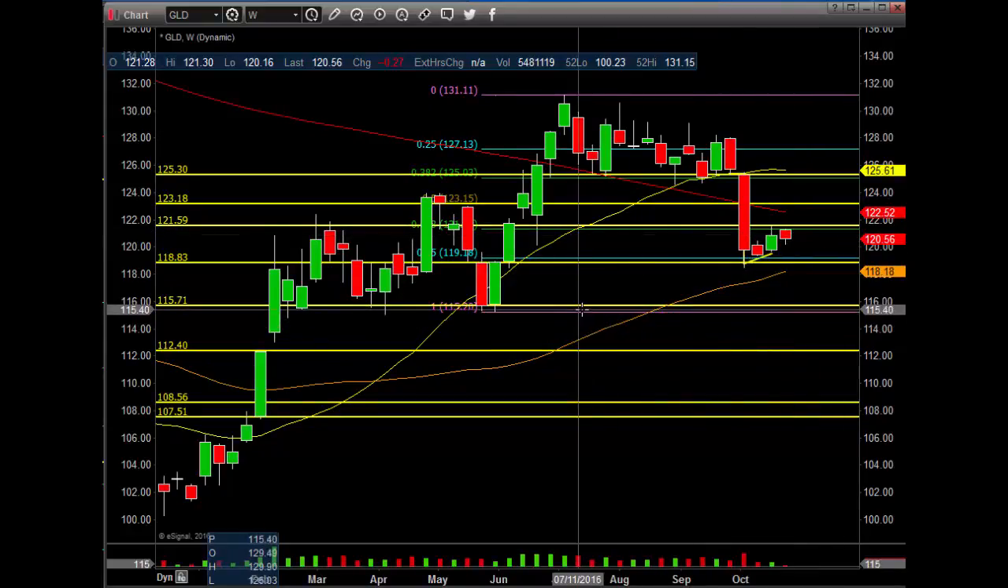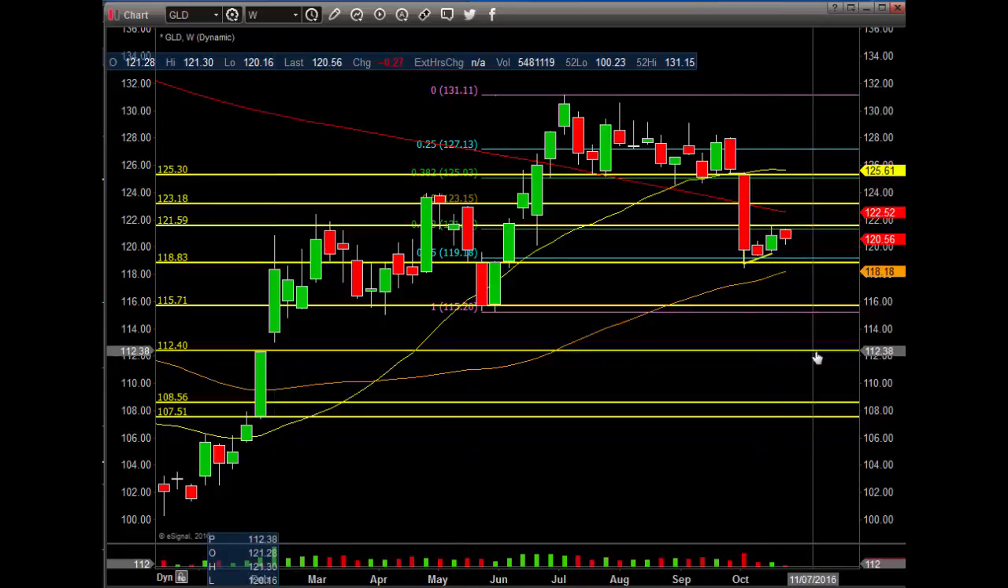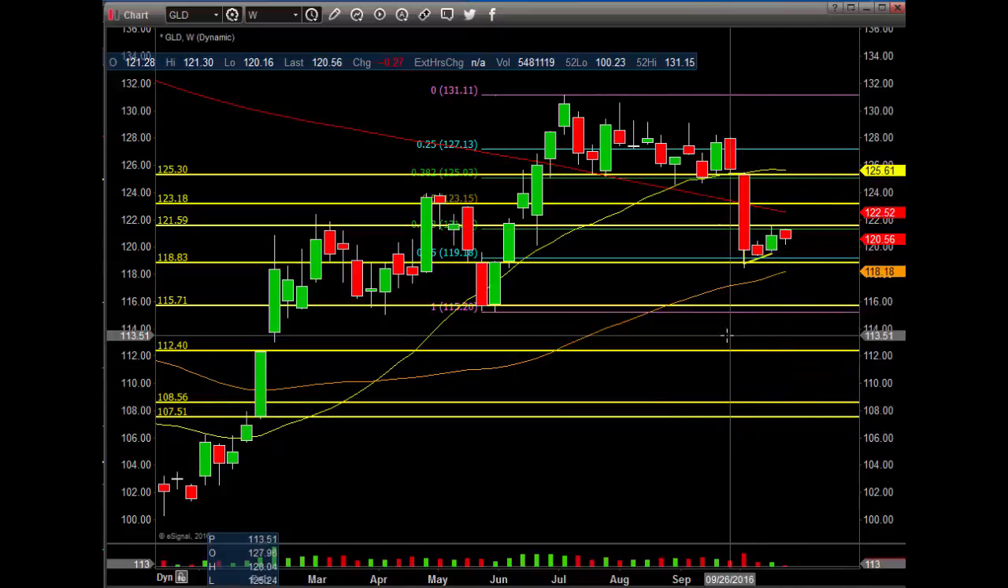I'd love to see the 115, 116, but ultimately the 112.40, that's what I'm really waiting for. If we get into 113 right into this area, I'll probably start adding some gold. But I want to make sure I have enough to add at 112.40, then ultimately around 109, 110 too, in this area too, 107.51 if this pattern plays out.